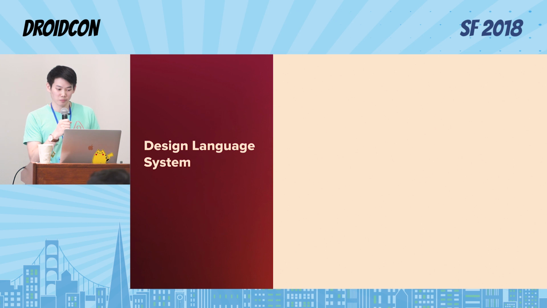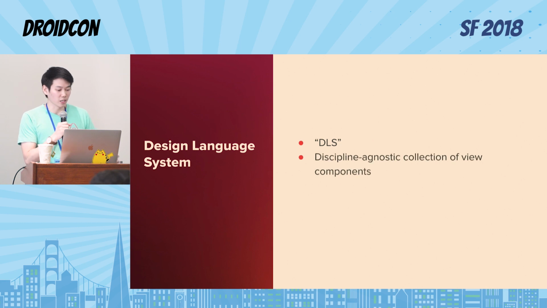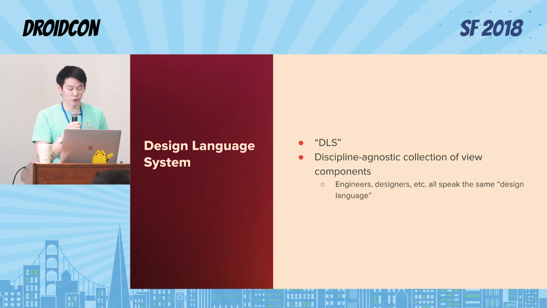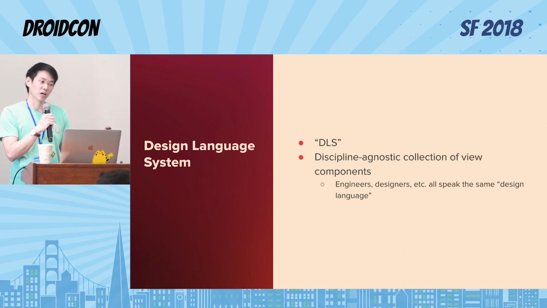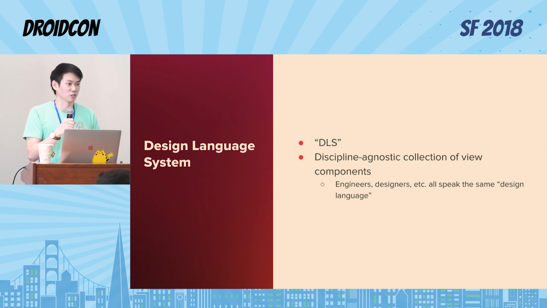So design language system, that's what DLS stands for. I'll refer to it as DLS from now on. But it's essentially a discipline agnostic collection of view components. It's a way for engineers and designers to be able to speak the same design language. Essentially, it fixes the problem of multiple designers recreating a similar component for multiple use cases with varying one-off designs, and you're copying and pasting the same component or adding some conditional to show a different specific view.